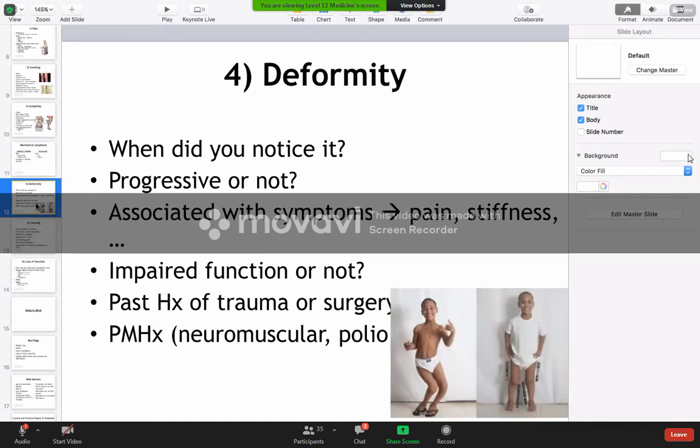Deformity also is very important. So when did you notice this, whether this is progressing or not, associated with pain or stiffness or other symptoms, whether it's affecting function, any past history of trauma or surgery, or any medical illnesses that can affect the musculoskeletal system like polio or neuromuscular disease.